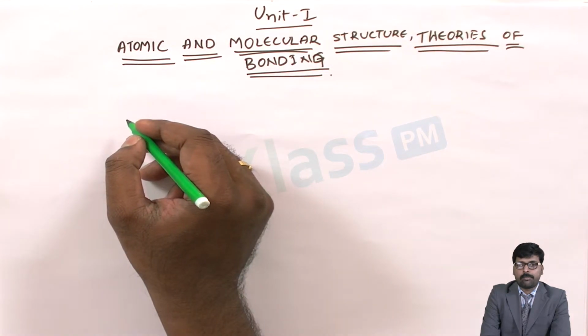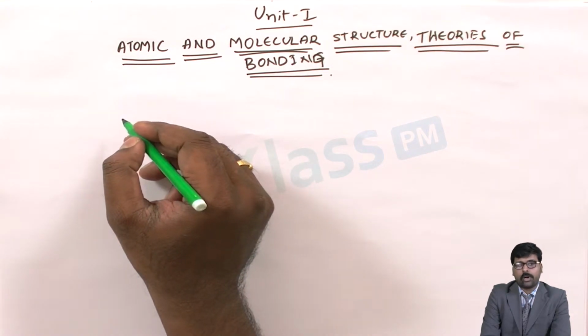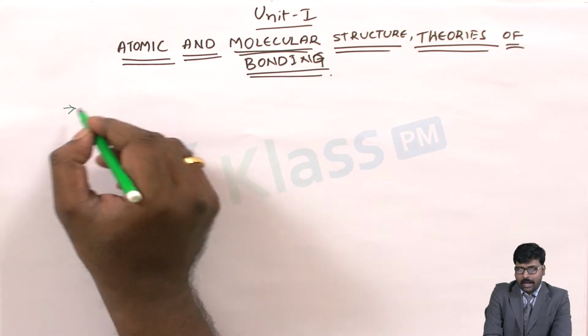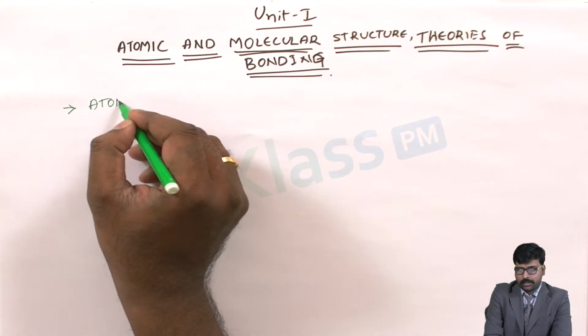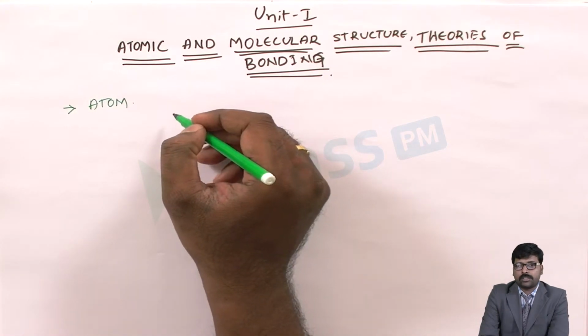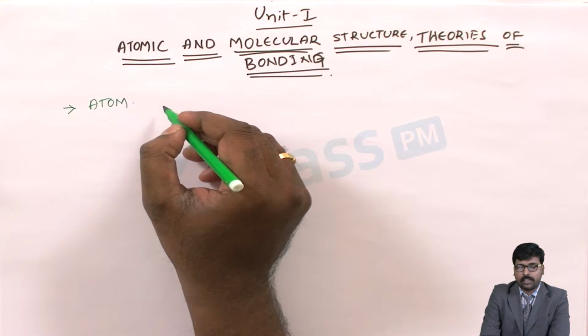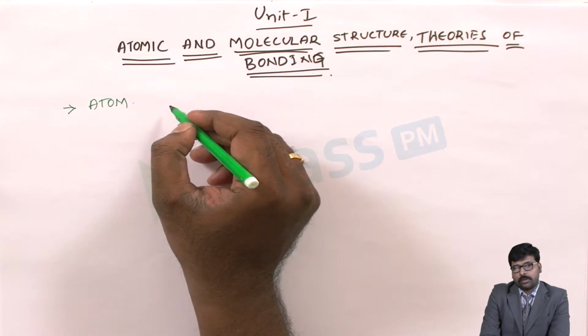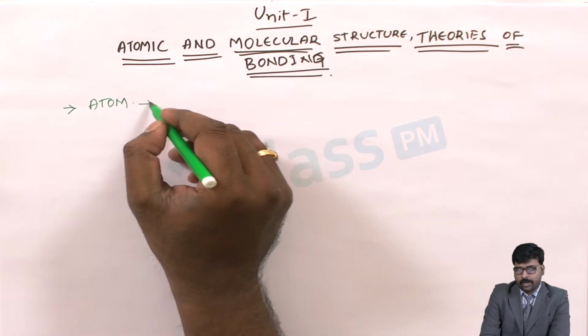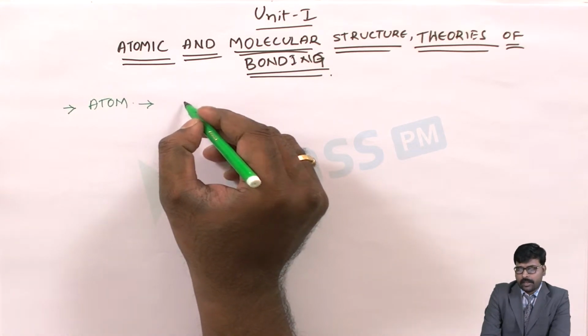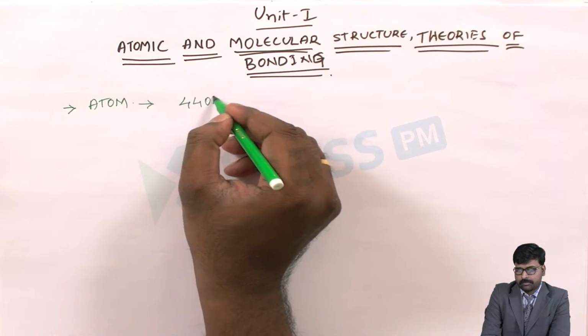Today, our chapter is Atomic and Molecular Structure: Theories of Bonding. To know how the atom is constructed, scientists have been investigating right from the centuries. In that scenario, the first experiment was done by Democritus in 440 BC.